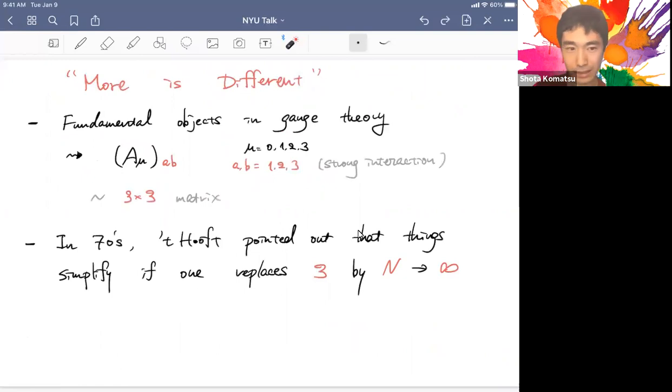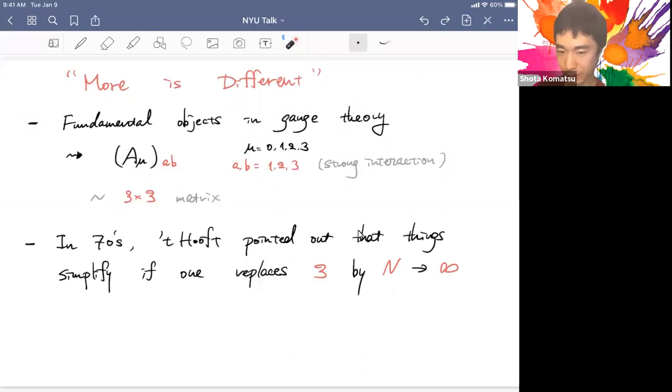In order to explain that idea, let me briefly review the basic facts about gauge theory. In gauge theory, the fundamental object is of course the gauge field, which carries Lorentz indices. In addition, in the case of QCD, it carries two indices, each of which takes values from 1 to 3. Roughly speaking, you can view this gauge field as a kind of 3x3 matrix.